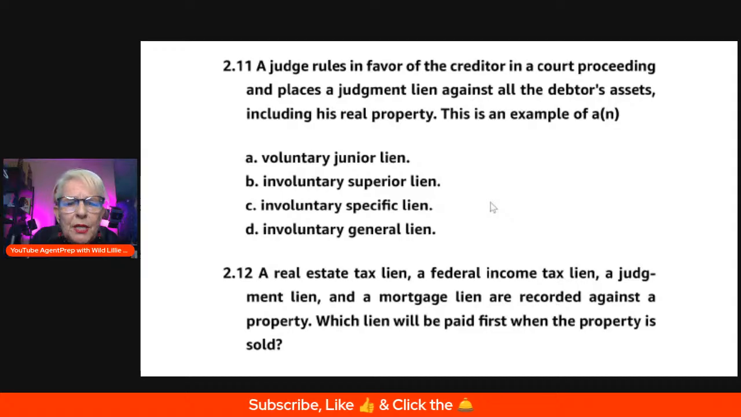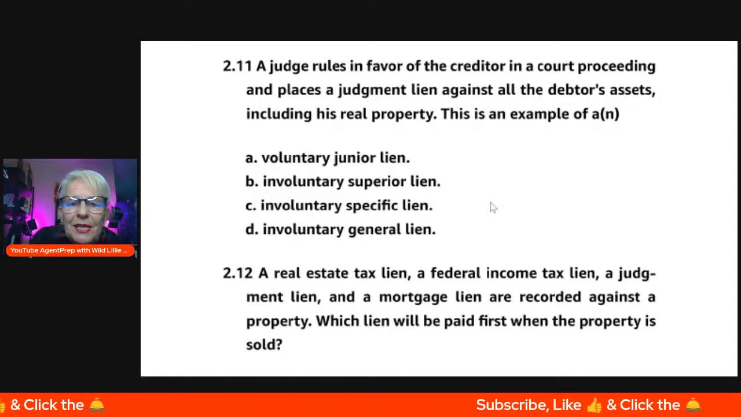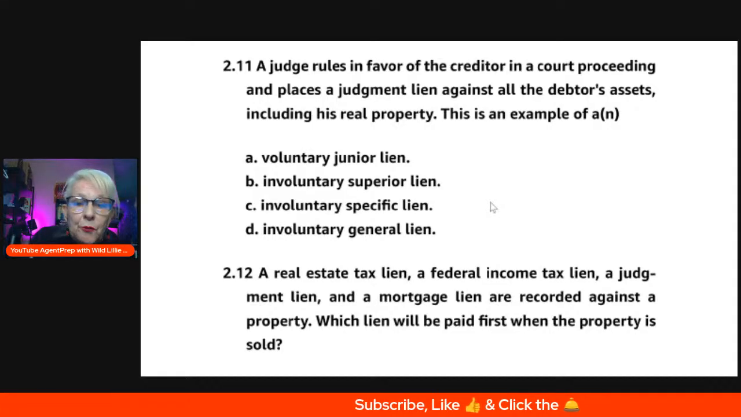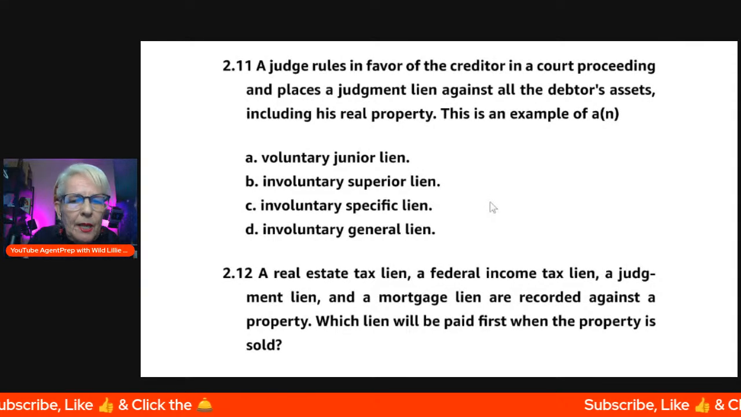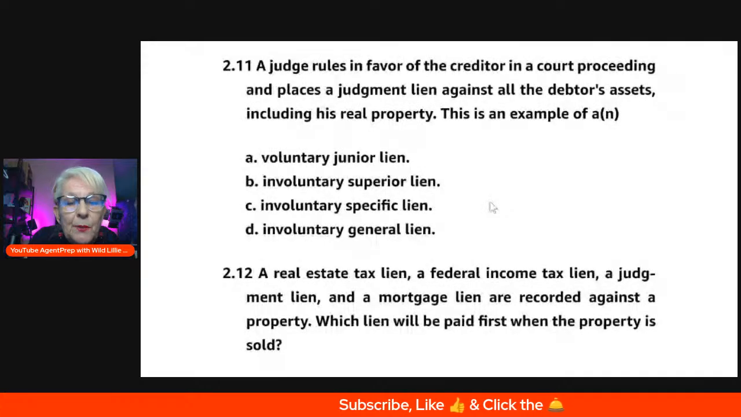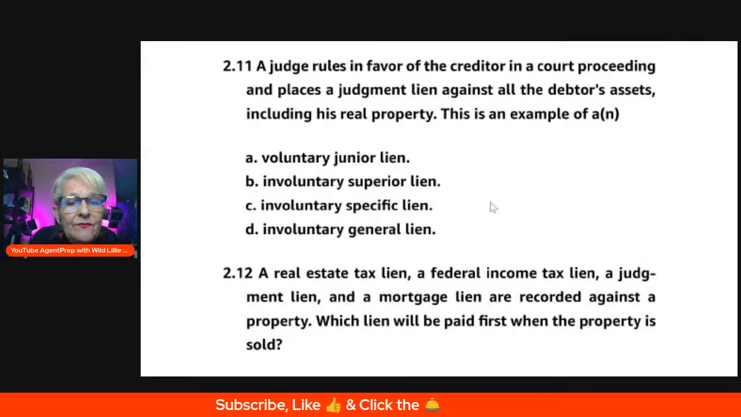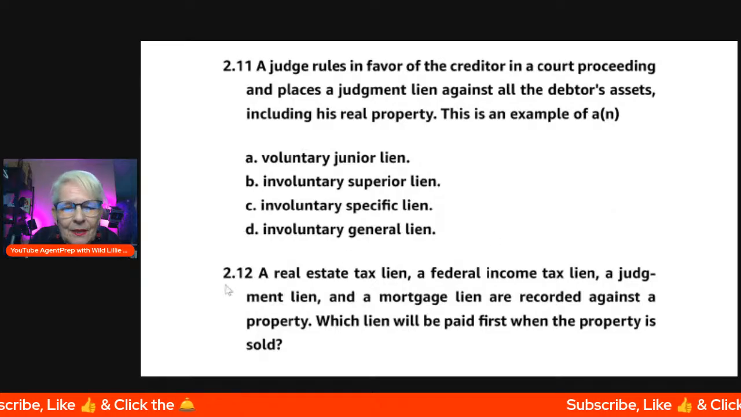A judge rules in favor of the creditor in a court proceeding and places a judgment lien against all of the debtor's assets, including the real property. This is an example of: A, voluntary junior lien. B, involuntary superior lien. C, involuntary specific lien, or D, involuntary general lien.